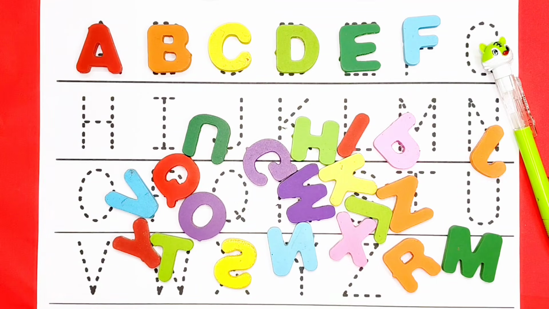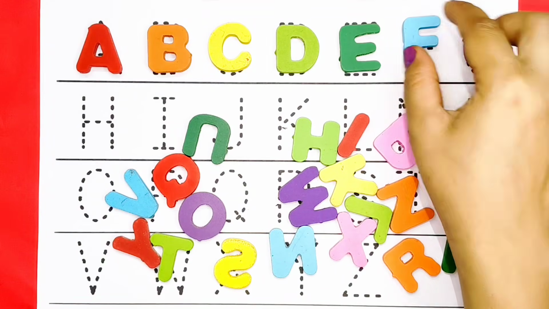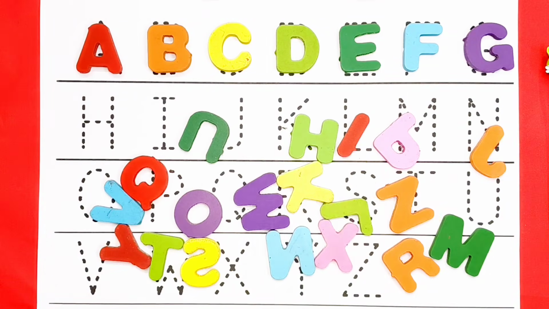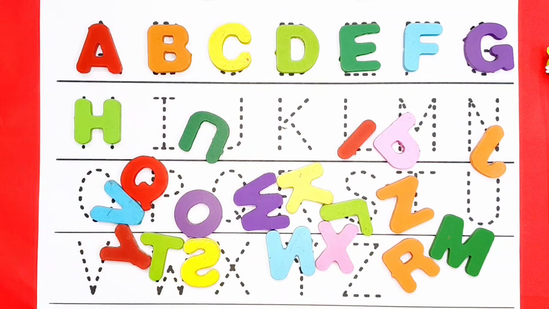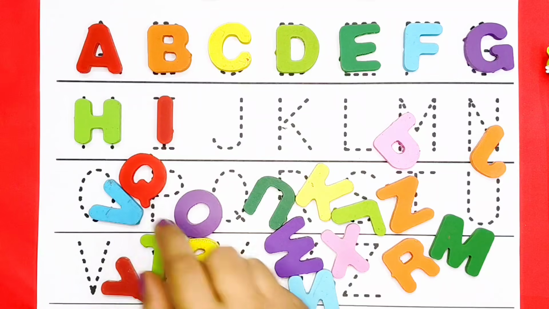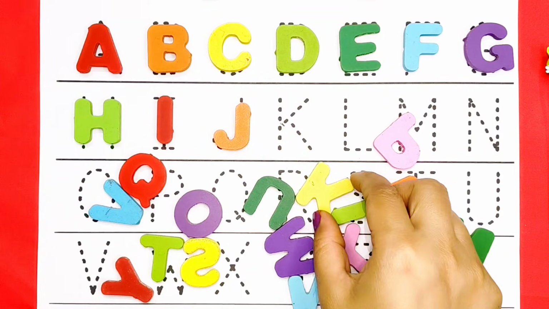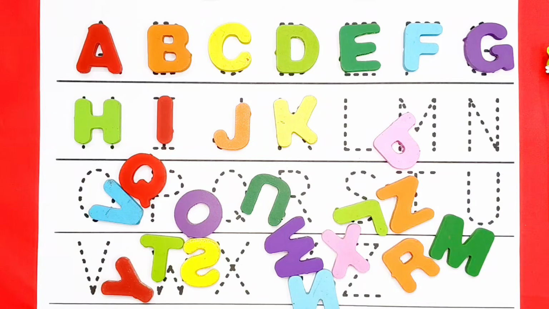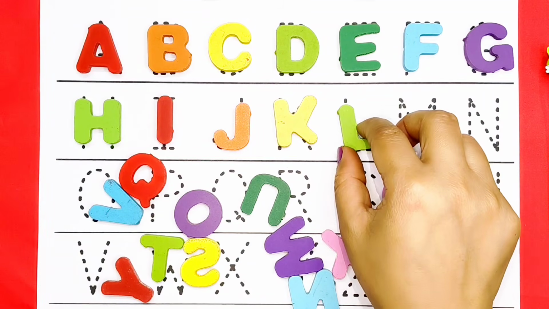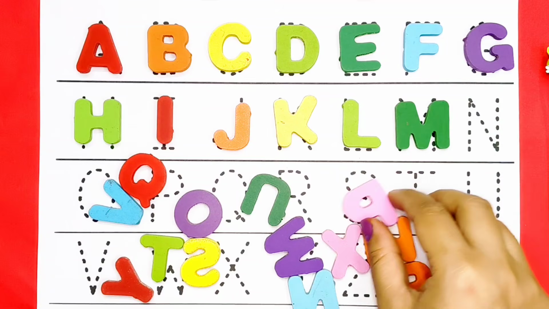F for fingers. G for grapes. H for hen. I for island. J for joker. K for kite. L for lion. M for mango.